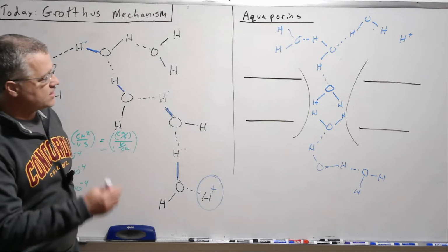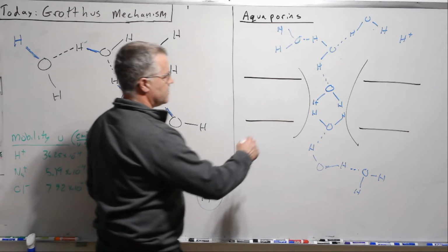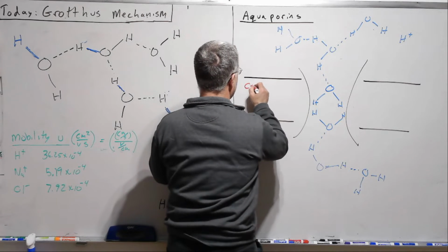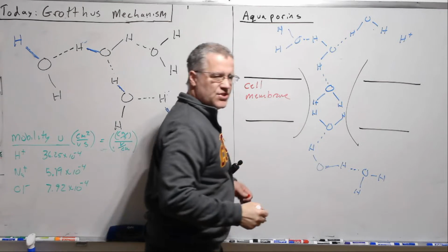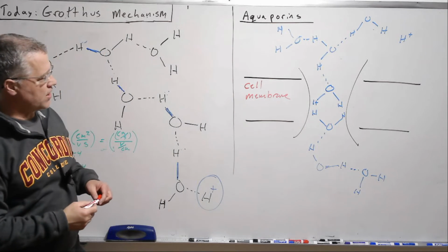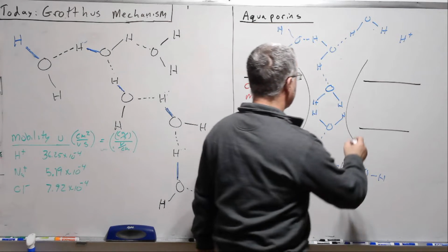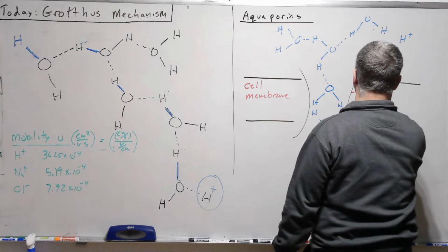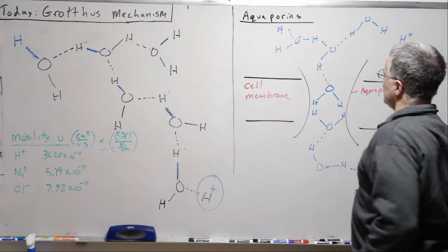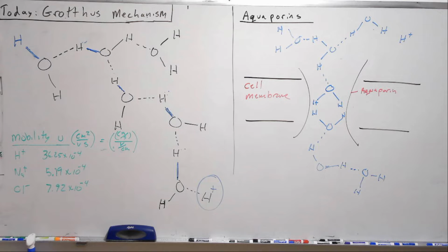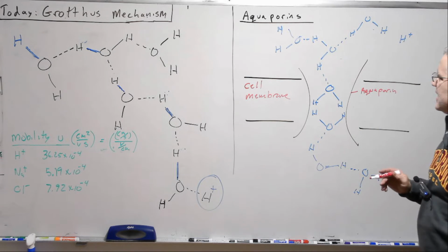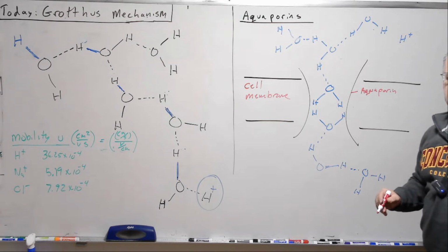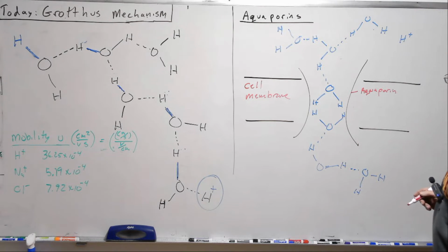Well, let's look at this setup here. This is a cell membrane, which is more or less impermeable to water. This is representing the protein channel, the aquaporin, which allows the water to go through. And I've kind of done a cartoonish picture here. It's not exactly how things are happening, but the main idea is going to be there.